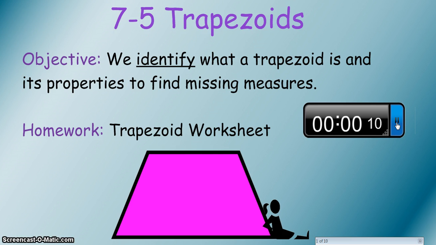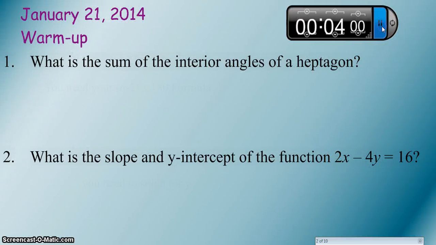Trapezoid worksheet will be your homework. So once again, you see that the timer is already going, which means you have 4 minutes to complete your warm-up. You need to write down your warm-up in the warm-up section on your notes.